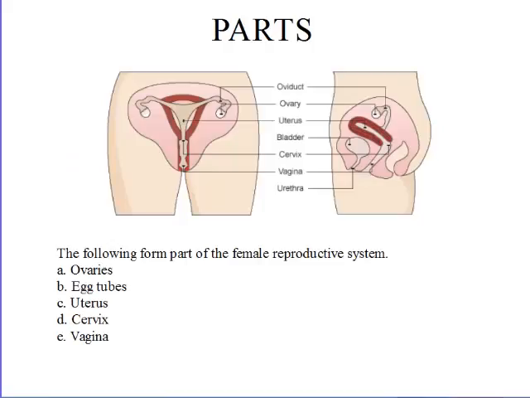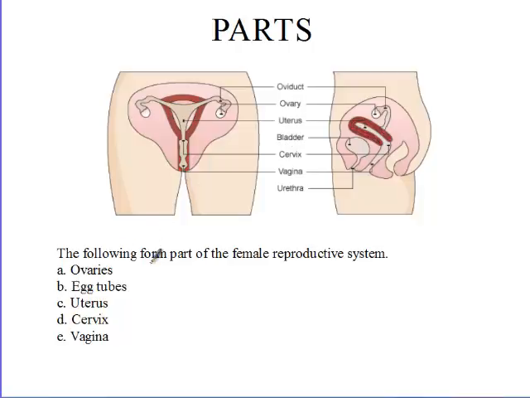So just as we did for the male, knowing the parts and then the functions, we're going to do the same for the female reproductive system. Now this is how the female reproductive system looks. We have the oviduct, we have the ovary made up of the eggs, we have the uterus or the womb, we have the bladder. We found this also in the male reproductive system. There is the cervix, the vagina, and then the urethra. Okay, so urethra and bladder can be found in both of them.